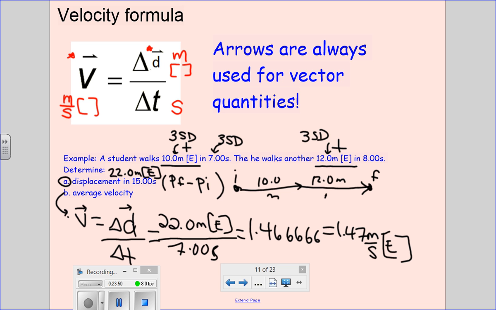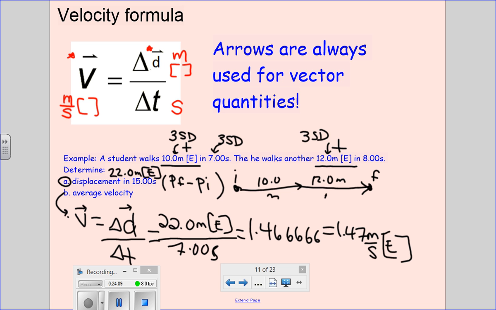So what I'd like to do then is show you 2 other examples to remind you that you would have to manipulate this formula just like you did with the speed formula. So this will give you some good practice for tomorrow, to calculate displacement or to calculate time.